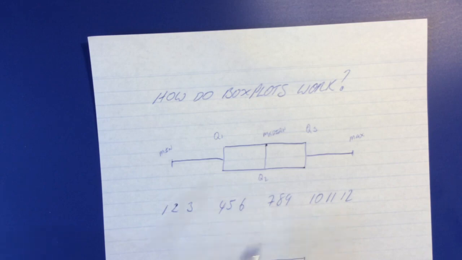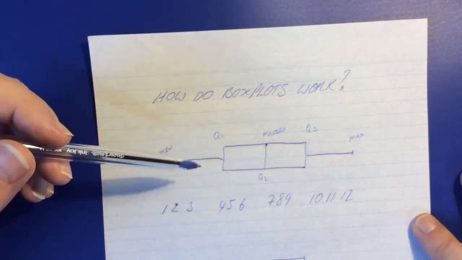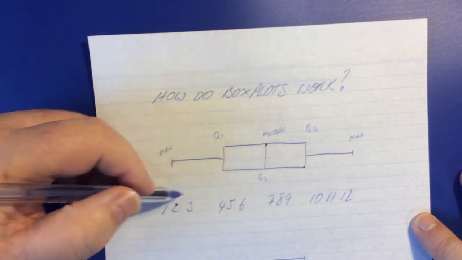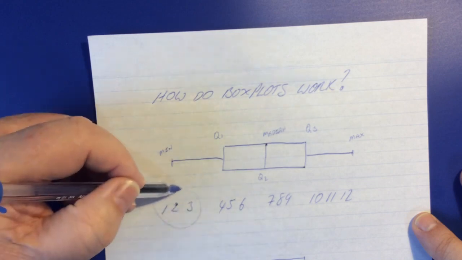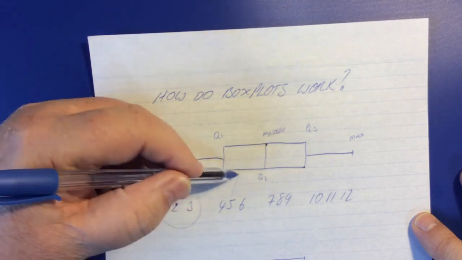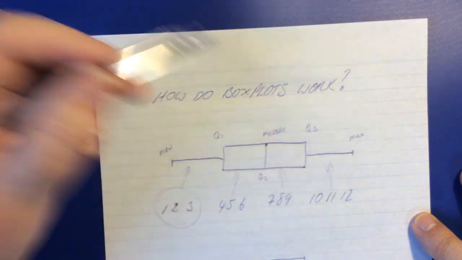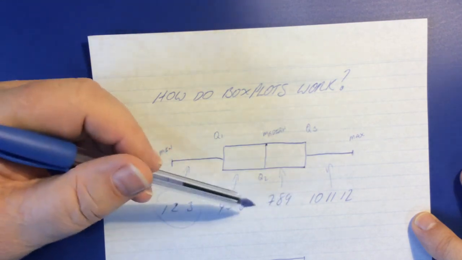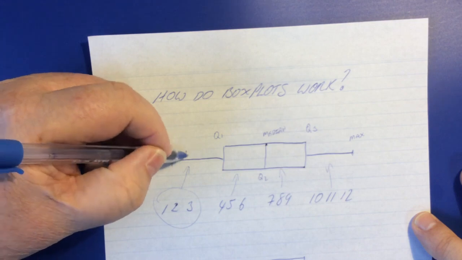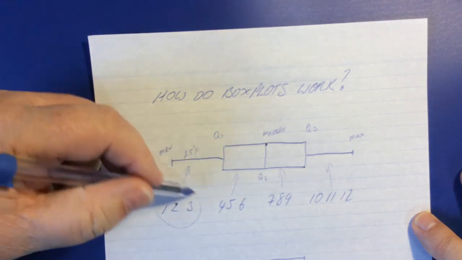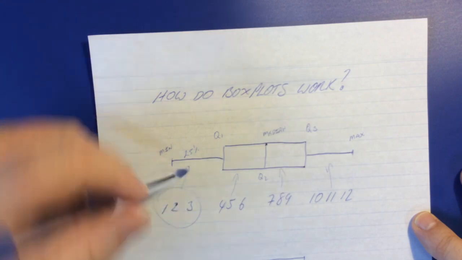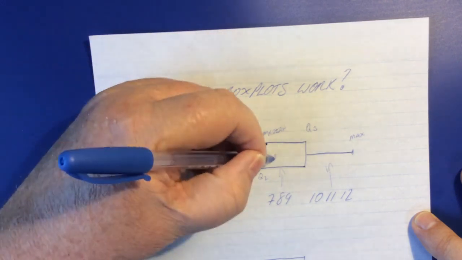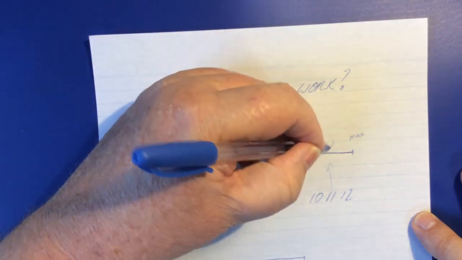There are 12 numbers here, and you can see that I've gone to the bother of separating them into 4 groups. This set of numbers belongs in here, this set in here, this set in here, and this set in here. There are 12 numbers, separated into 4 groups of 3. 25% of the data values, 1, 2, and 3, go here. 25% go here, 25% go here, 25% go here.